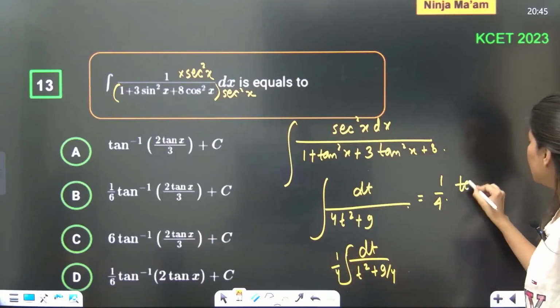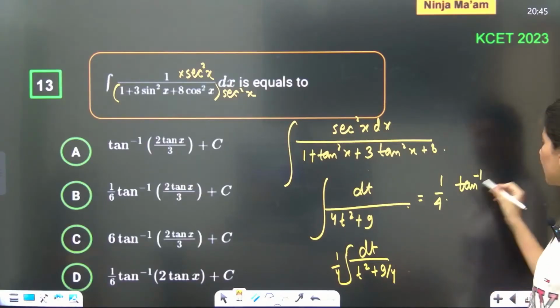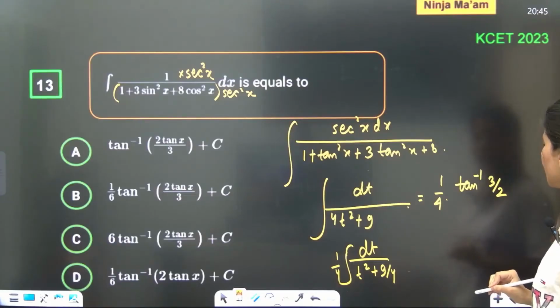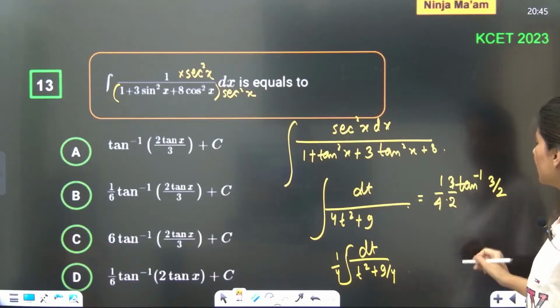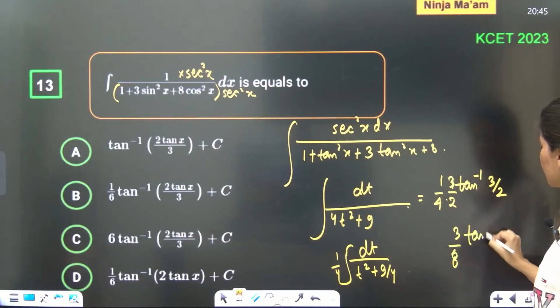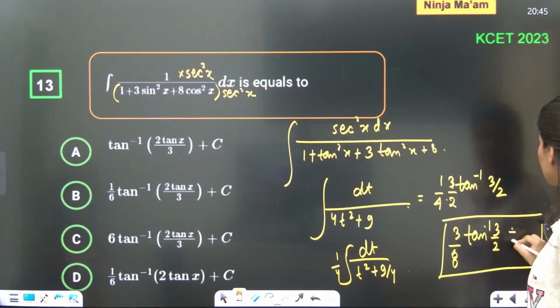This is tan inverse. Tan inverse, this is 3 by 2, correct? So this is 3 by 2. Tan inverse 3 by 2, and this is 1 by a, so 1 upon 2, and this is 3. So 3 by 8 tan inverse 3 by 2.